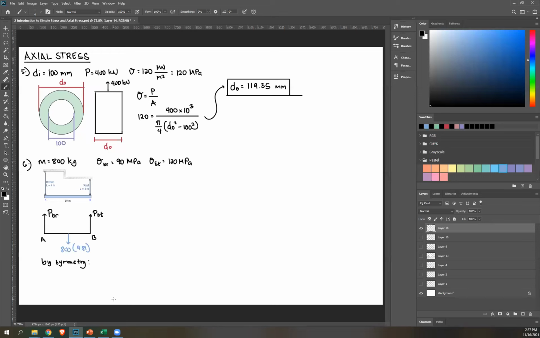So correct, it is symmetrical. This is 10 meters, so this is 5, 5. Your reactions are equidistant from the center. To solve by symmetry, that means PBR is the same as PST. Okay, left equals right.